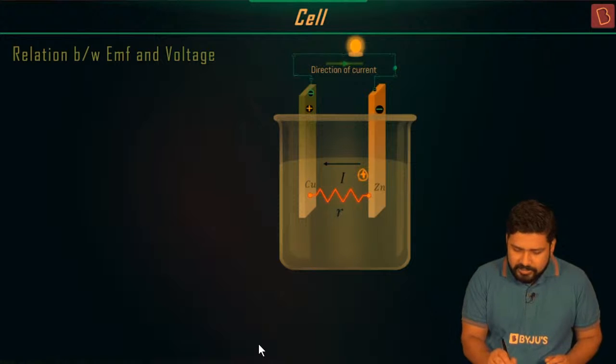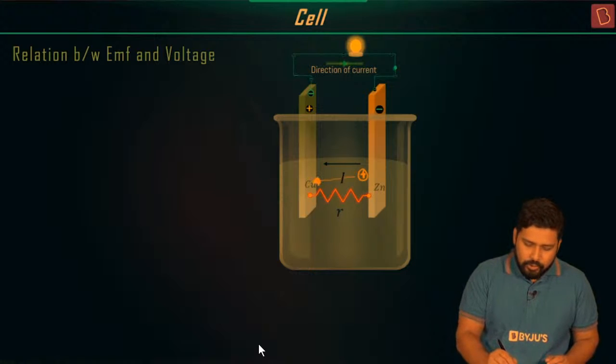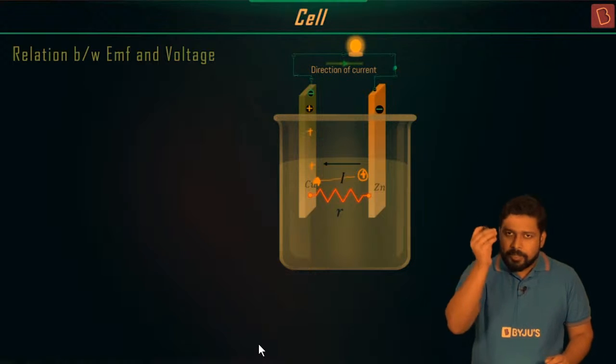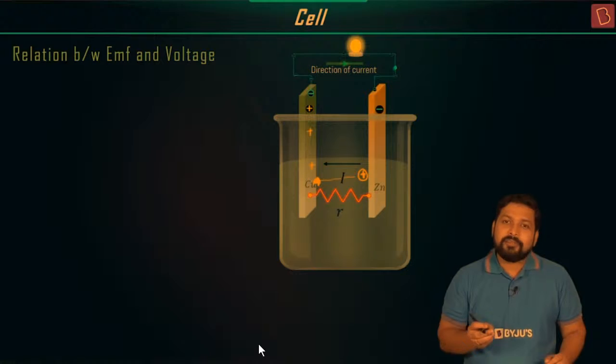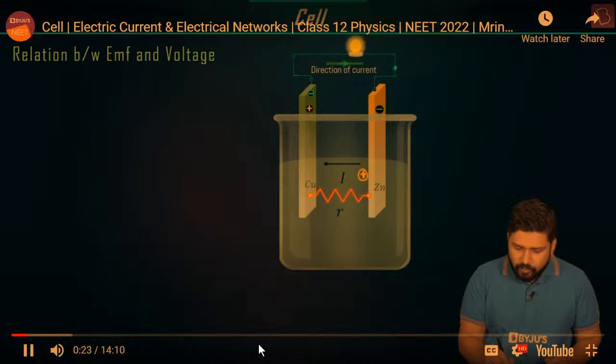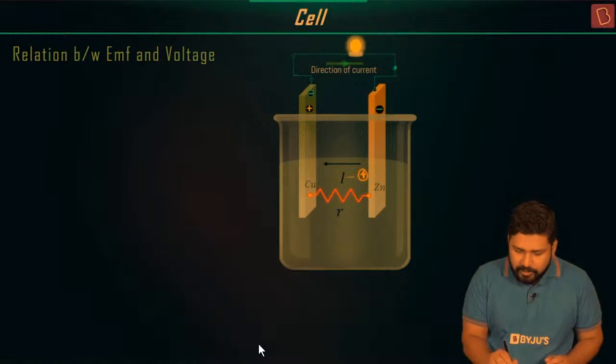So H plus starts from here, starts moving like this, correct? I am now thinking in context to motion of the positive charge. So this positive charge moves like this, although the positive charge is not moving, but you can perceive the motion of the negative charge as the motion of the positive charge in the opposite direction, okay?